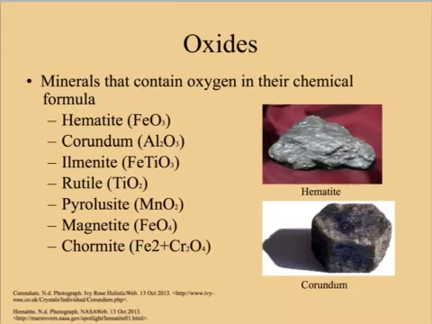Oxides is the next group. Oxides have oxygen and a metal. So hematite has iron and oxygen. And here's a picture of one. Corundum has aluminum and oxygen. Here's corundum. And this is an excellent example of a mineral that has cleavage in hexagonal prisms. Ilmenite has iron, titanium, and oxygen.